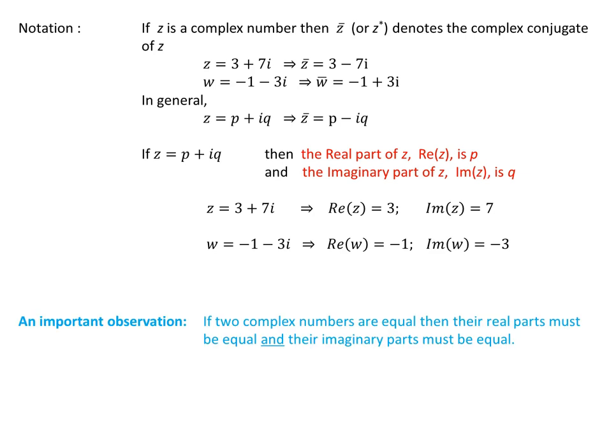Now there's one really important observation. If we know that two complex numbers are equal, then that means that their real parts must be equal, and also their imaginary parts must be equal. In other words, if x plus iy is the same as p plus iq, then x must equal p and y must equal q.